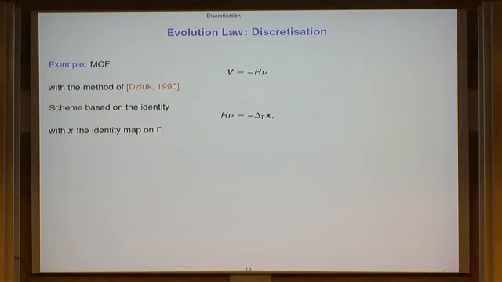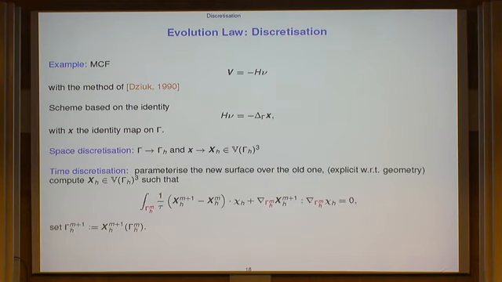And again, let me illustrate the principles of the discretization in a simplified setting. So let's think for a second that we just consider mean curvature flow. So that says that the velocity is minus the mean curvature vector. And let's consider the approximation with the algorithm proposed by Dziuk in 1990. Essentially, the algorithm Dziuk proposed in 1990 underpins the principles of the discretization for the more complicated evolution law that I'm looking at today. So Dziuk's scheme is based on this identity here, which says that the mean curvature vector is just minus the Laplace-Beltrami of the identity map.